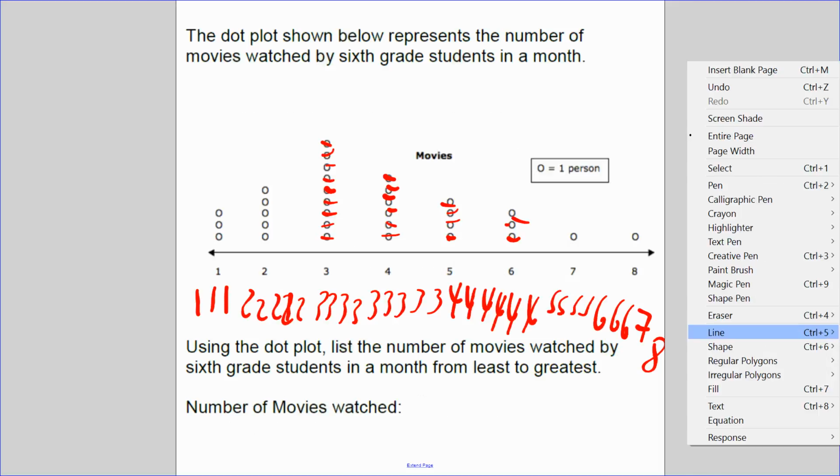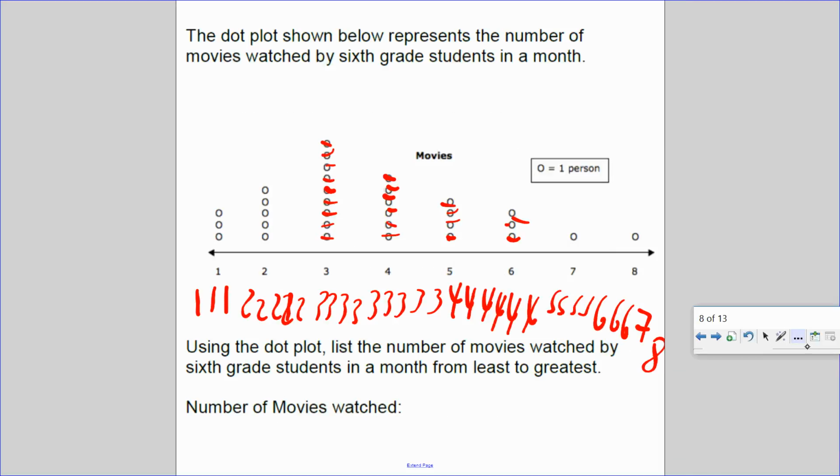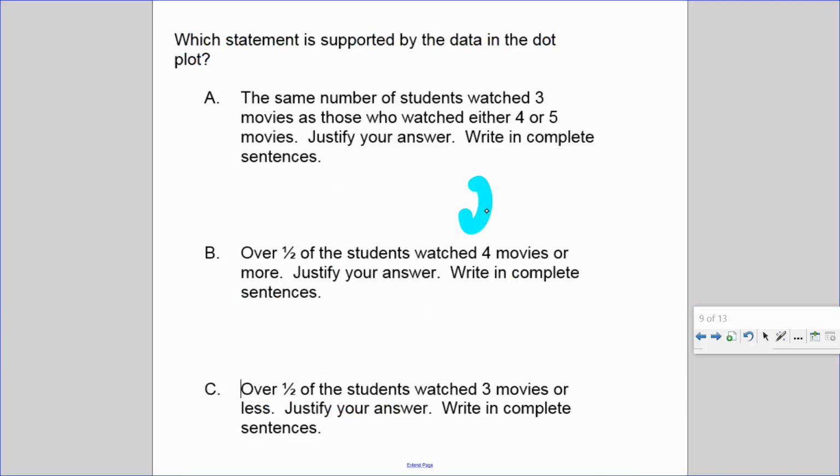Let's see if that is correct. I'm going to use a highlighter. These are 3 movies. Those are 9 people. It's just a different highlighter. These are 4 or 5. That's 10 people. So, no, it is not possible. I'm going to read it out loud as I write it down. No, it is not possible. There are only 9 students who watch 3 movies, while there are 10 students who watch 4 or 5 movies. Next statement: over half of the students watch 4 movies or more.